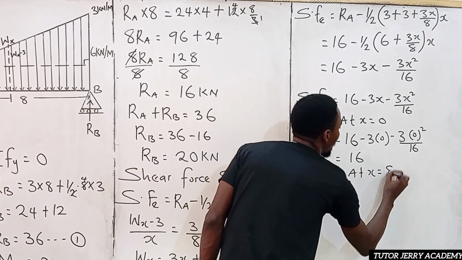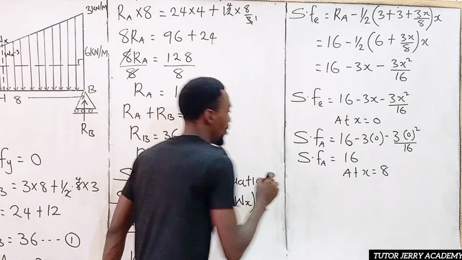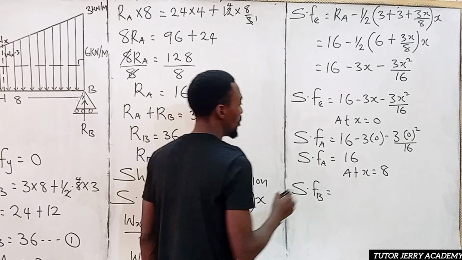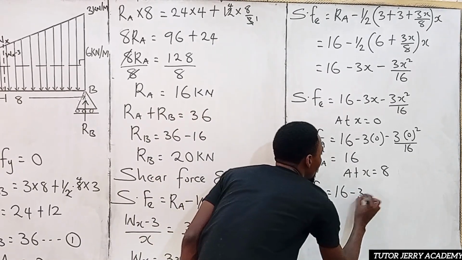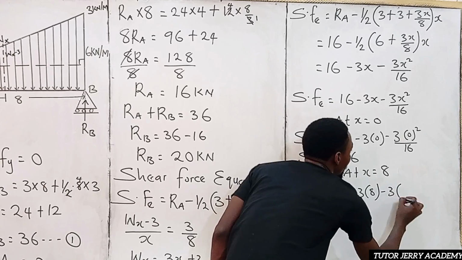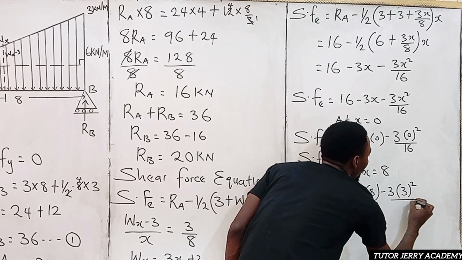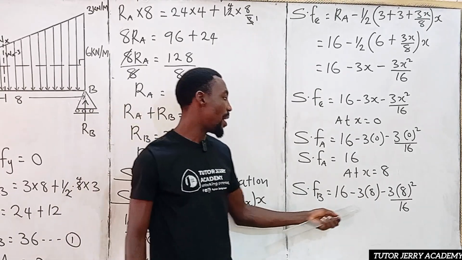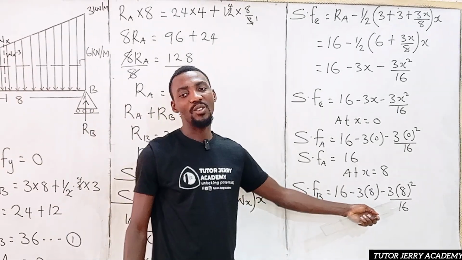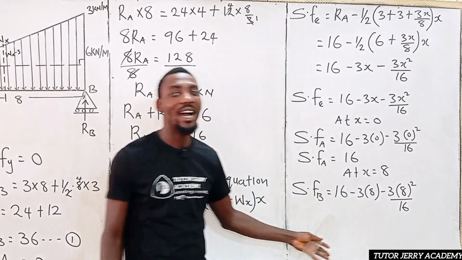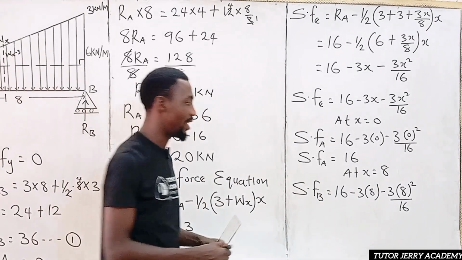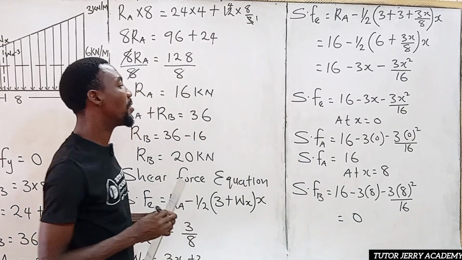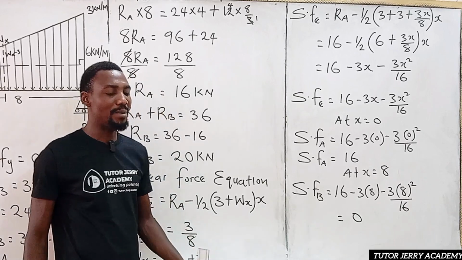Alright. So at S equals 8, we are going to have the shear force at B, which is going to be equal to 16 minus 3 into 8 minus 3 into 8 squared all over 16. If you press that correctly, we are going to have this equal to 0. So everything here is going to be equal to 0. So it shows that the shear force at A is 16 and the shear force at B is 0.